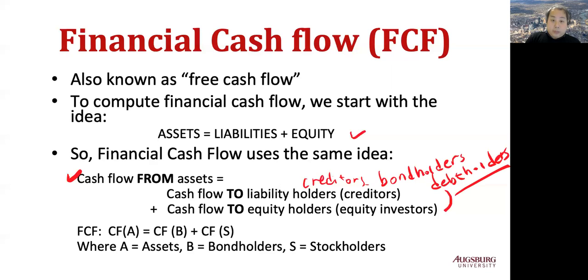They're all same people, right? Plus the cash flow to equity holders or stockholders, shareholders. Again, they are all same people, just a different vocabulary. So the free cash flow should have another identity rule like accounting. Cash flow from assets equals cash flow to creditors plus cash flow to stockholders.